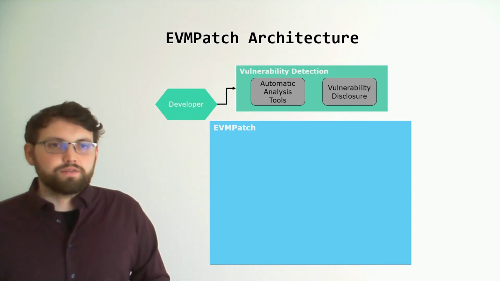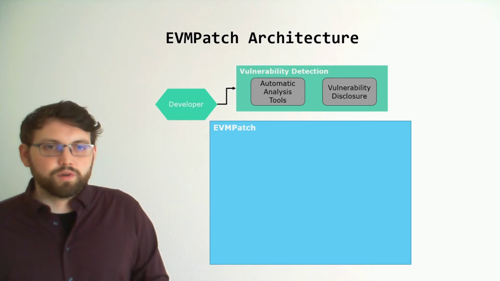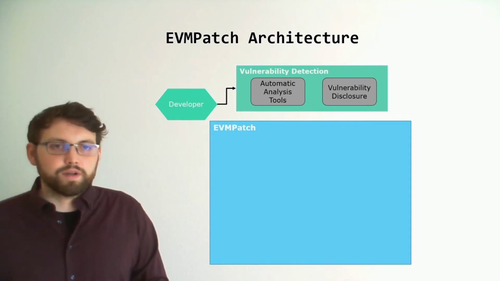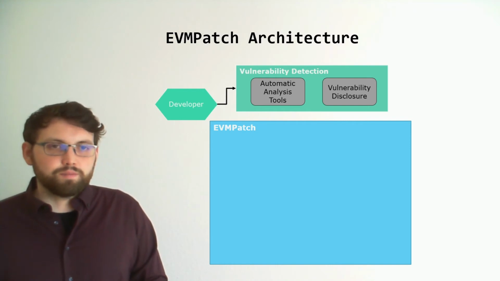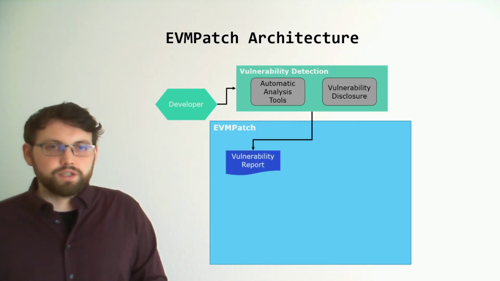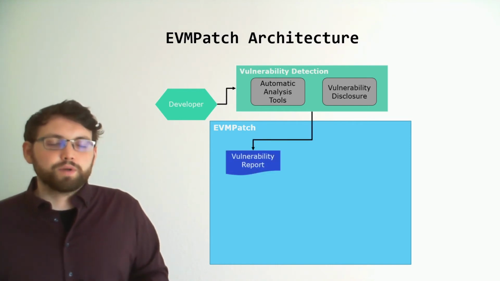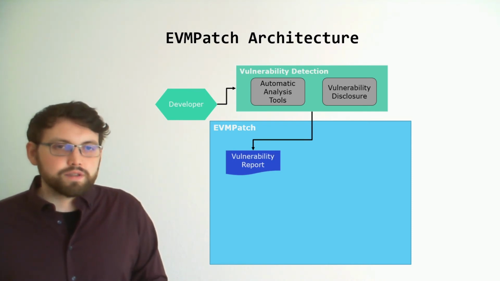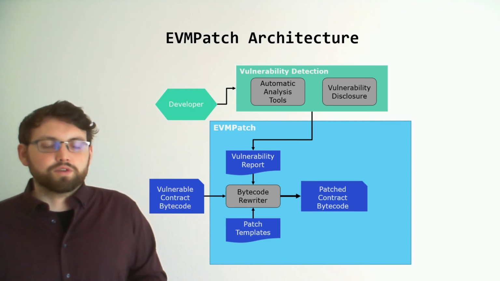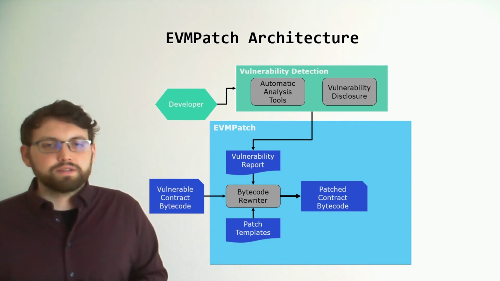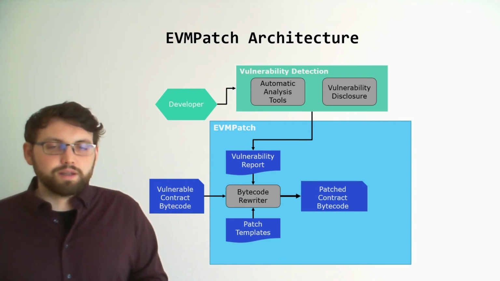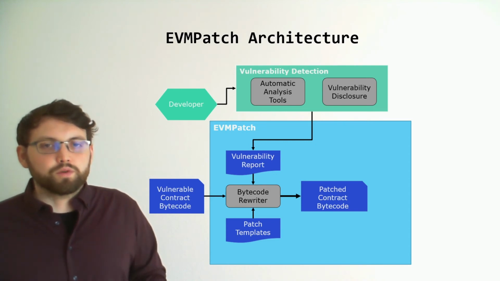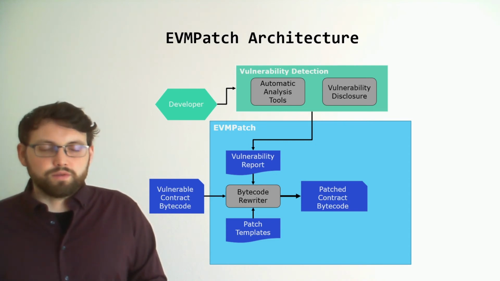So if some responsible disclosure process gives the developer information about a vulnerability, then the developer can simply pass this on to EVMPatch. The important part here is EVMPatch receives a machine-readable vulnerability report and then uses this vulnerability to patch the vulnerable contract bytecode. EVMPatch selects a right template for the patch and applies this template to produce the patched contract bytecode.